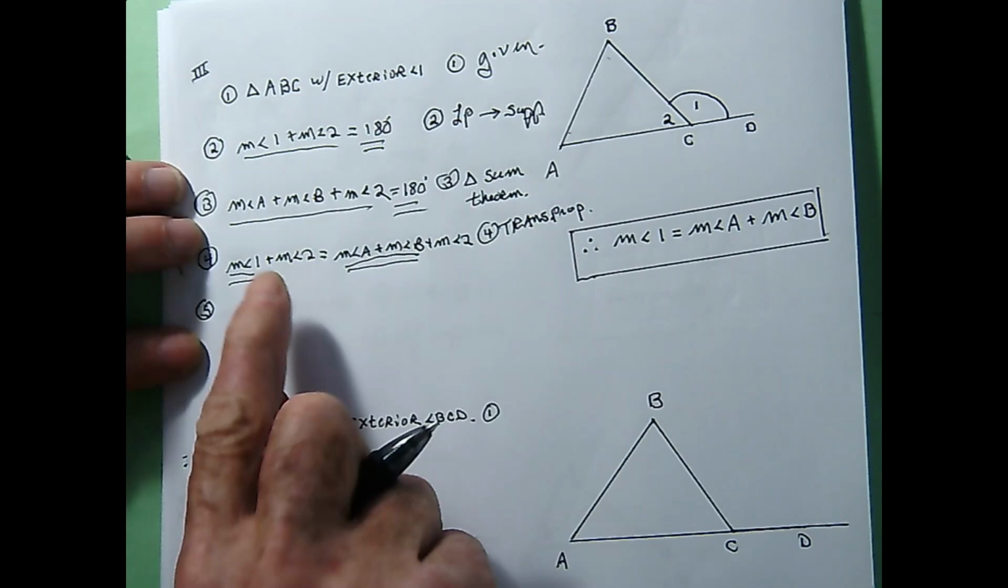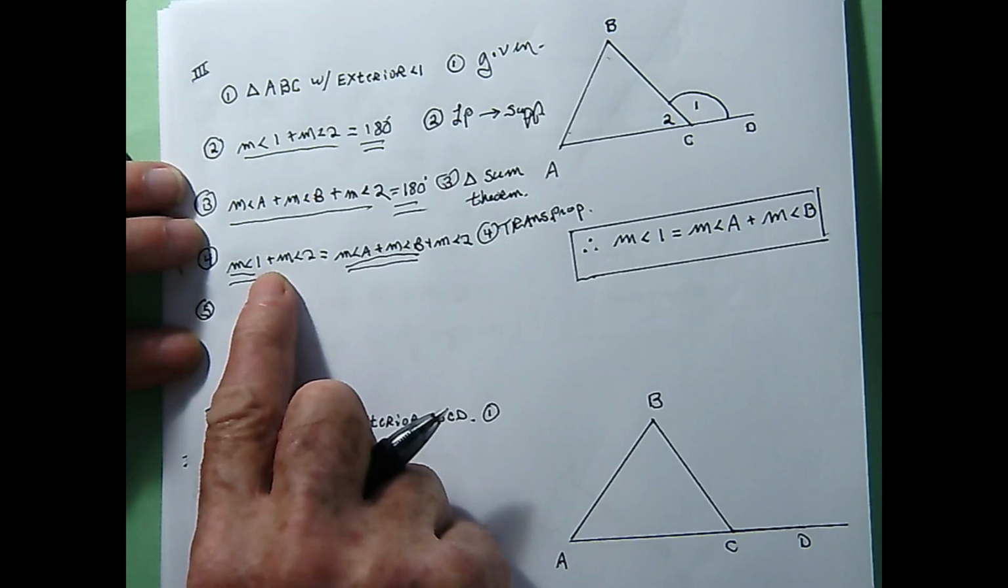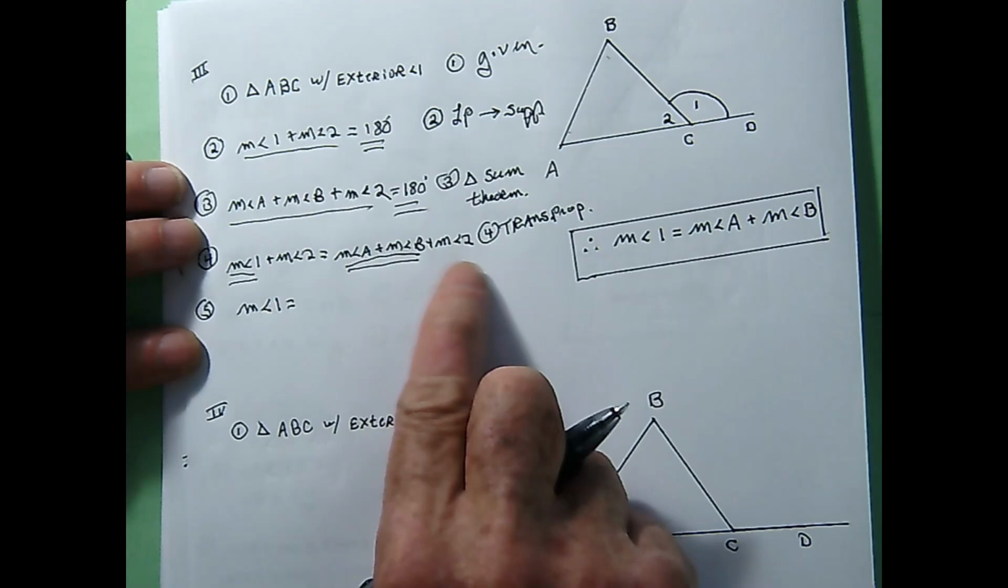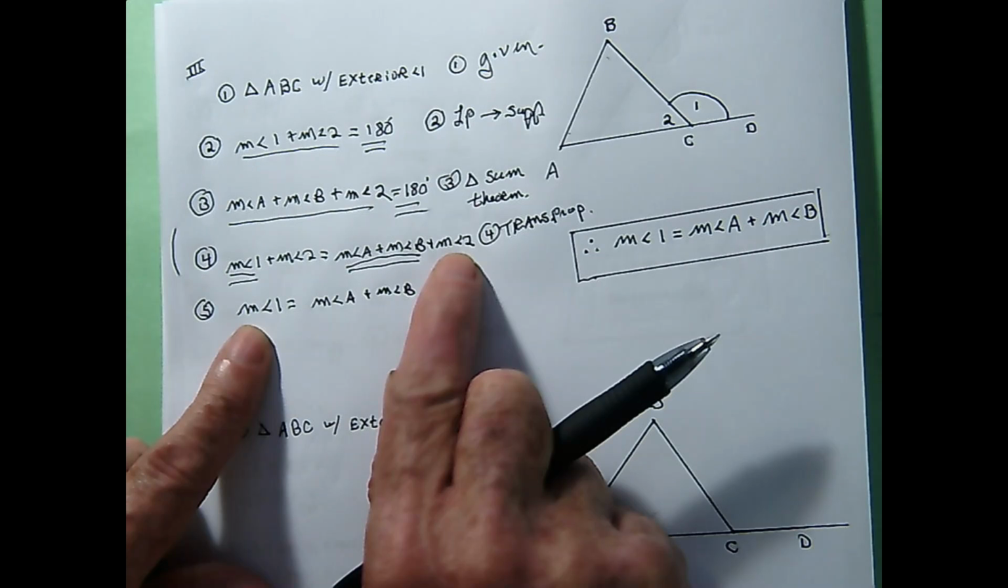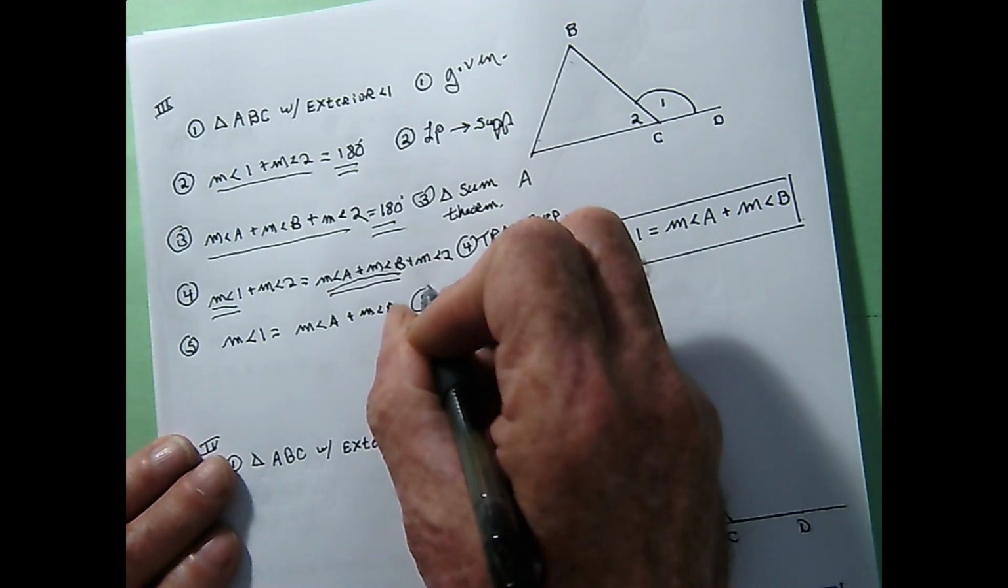And actually I'm subtracting it, aren't I? If I subtract the measure of angle 2 from the left, I'm just left with the measure of angle 1. And if I subtract the measure of angle 2 from the right, then I have the measure of angle A plus the measure of angle B. And some people might call that the subtraction property of equality, but I'm going to call it the additive property of equality. I added a negative measure of angle 2 to both sides, leaving me with just angle 1 on this side and A plus B on the other. I'm going to call that the addition property of equality for my statement 5.